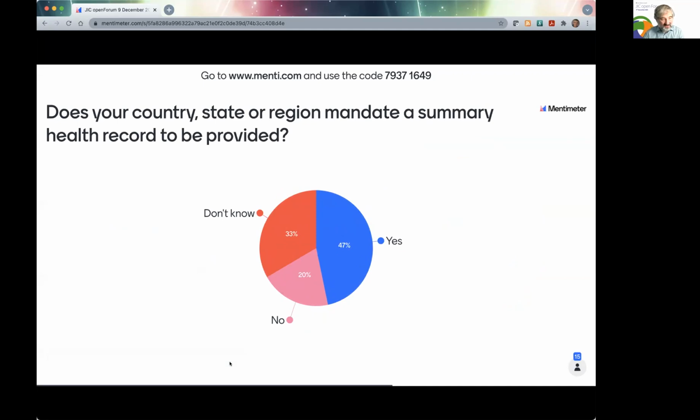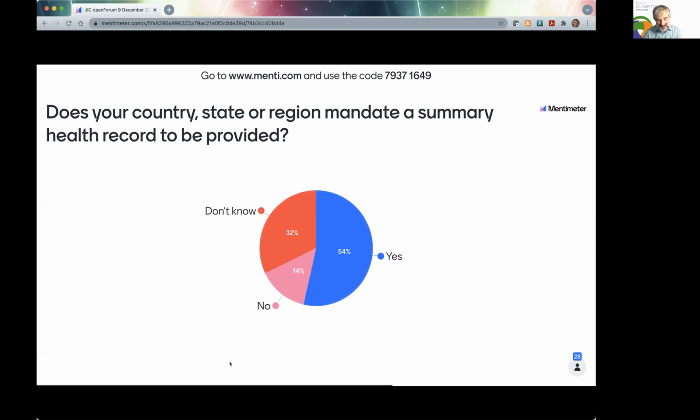But yeah, I see people are already answering the first question, which is basically if there is some kind of summary health record in your region, and we see that there is quite some. Over half say yes, and only 15% say no, which is a good sign, to be honest. A bit surprising, because I personally thought the fraction would not be like that, but that's very good.